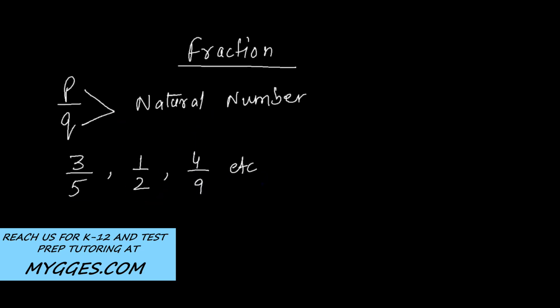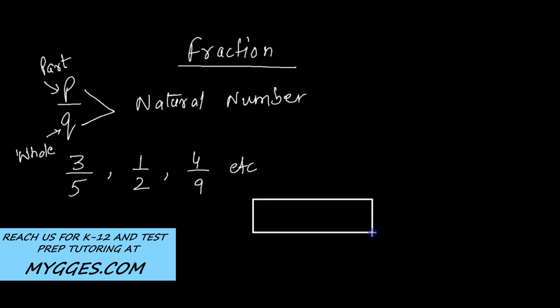Now, as I've said, it is a part of a whole, where P is considered as a part and Q is considered as a whole. So, whole actually means the total parts. For example, we have a chocolate bar, and let's divide that into 5 equal parts. So this is what you call a whole. So there are a total of 5 parts, which is what you call a whole.